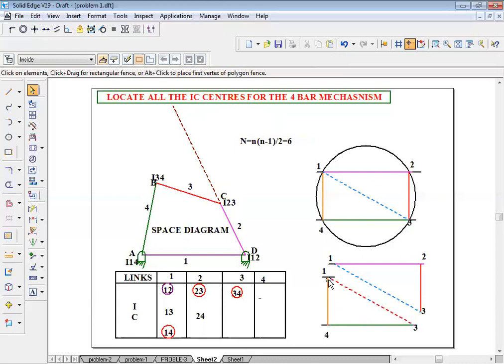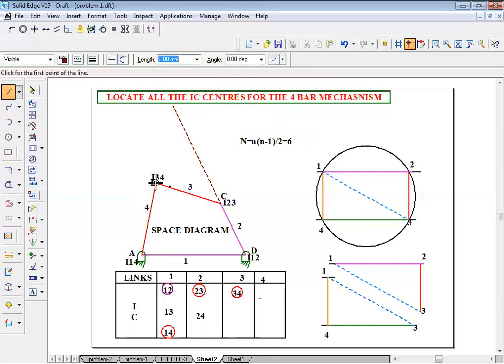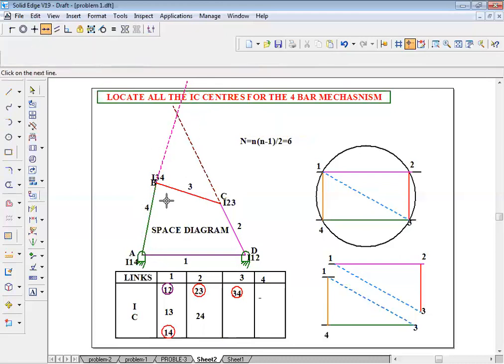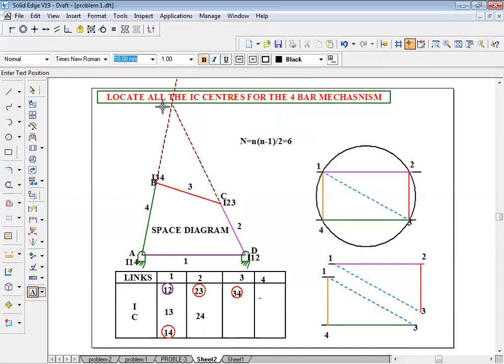Similarly, I'll take I14 and I34. I14 here, I34 here. So I13 will come on the same line. Therefore, I will take one more line with respect to link number 4. I'm drawing the parallel line, so I will make it parallel collinear. Now, this is the point where both intersect. This is the point where I13 will come. This is the location, that is called I13. From this we find out the location of I13.